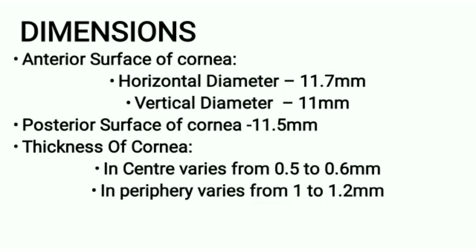Now comes the dimensions of cornea. Anterior surface of cornea is elliptical with horizontal diameter 11.7 mm and vertical diameter 11 mm. The diameter of posterior surface of cornea is 11.5 mm and it is circular. Thickness of cornea is less at the center with variation from 0.5 to 0.6 mm, then periphery with variation from 1 to 1.2 mm. And in microns, the average corneal thickness is 540 to 560 micrometers.